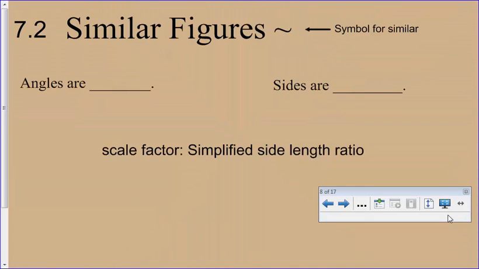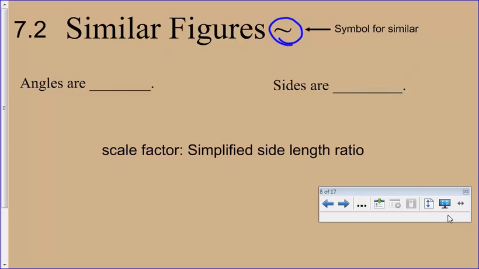We're going to talk about 7.2 similar figures this time. We're going to talk about similar triangles and similar other shapes as well. First thing you need to know is this guy right here is the symbol for similar. It's just like congruent but without the equal sign underneath of it.